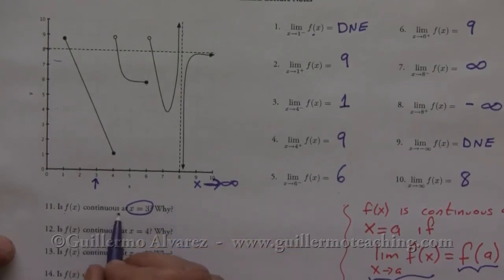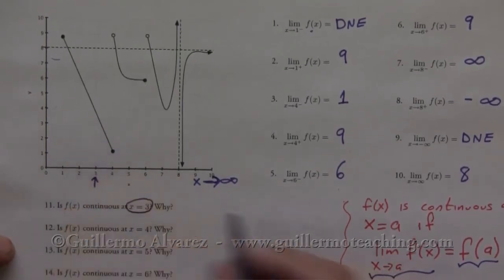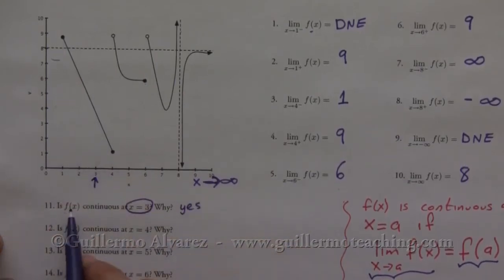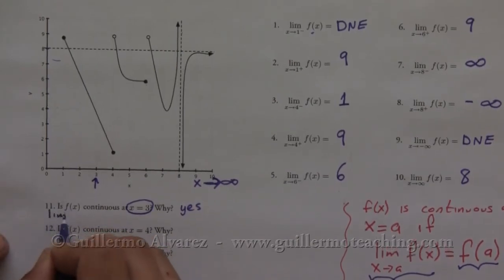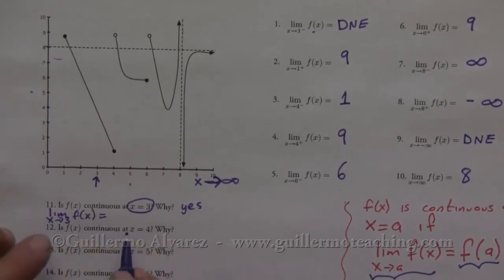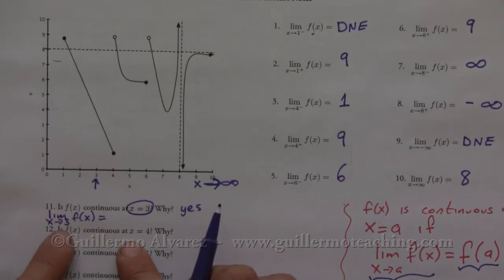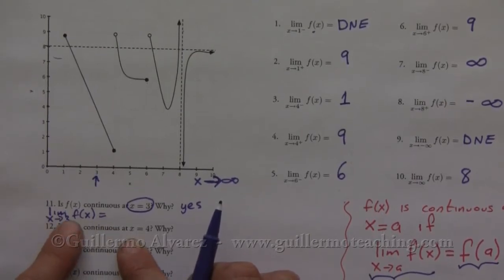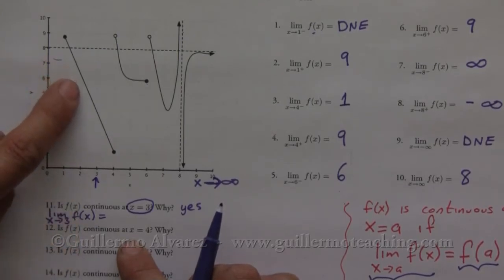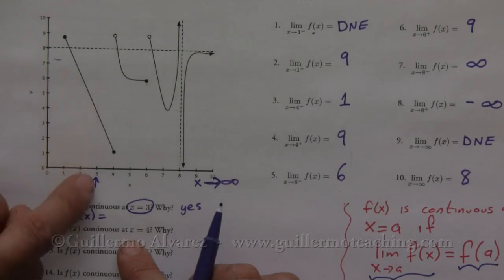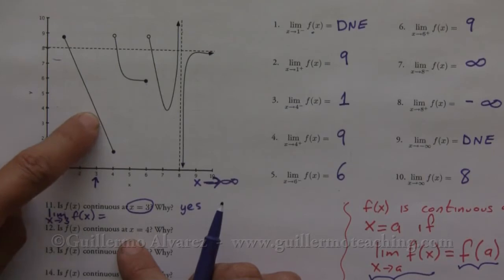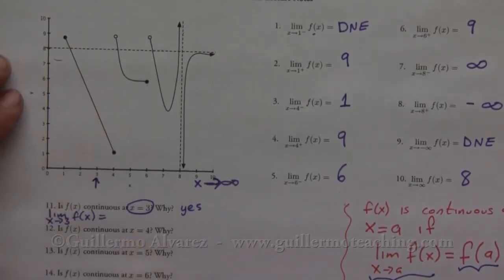Intuitively, if we look at the picture, we would say, well, yes, it is continuous right there. Well, let's prove it. The limit as x approaches 3 of the function is equal to what? Well, remember, to find the limit as x approaches a value, you have to find it from both directions. So if you come in from the left, as x approaches 3, the function is approaching, let's say, about 3.8.